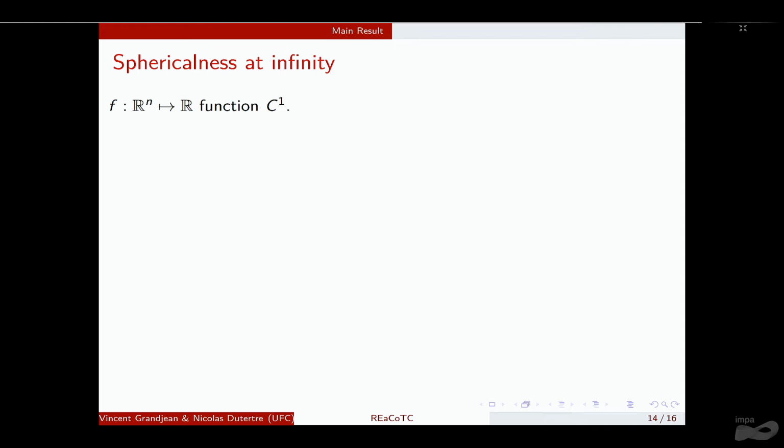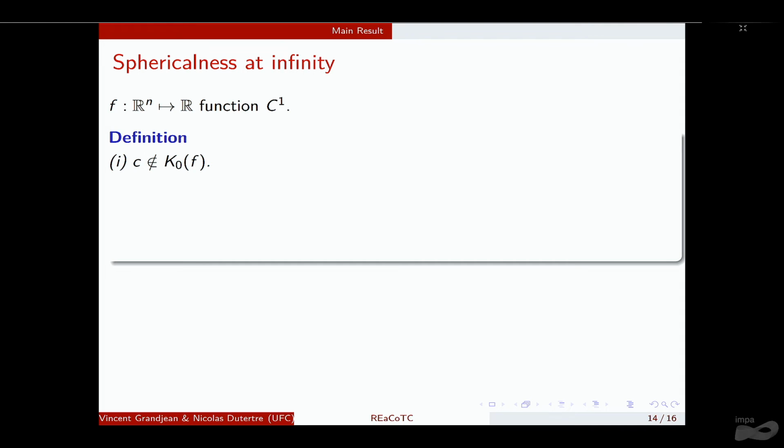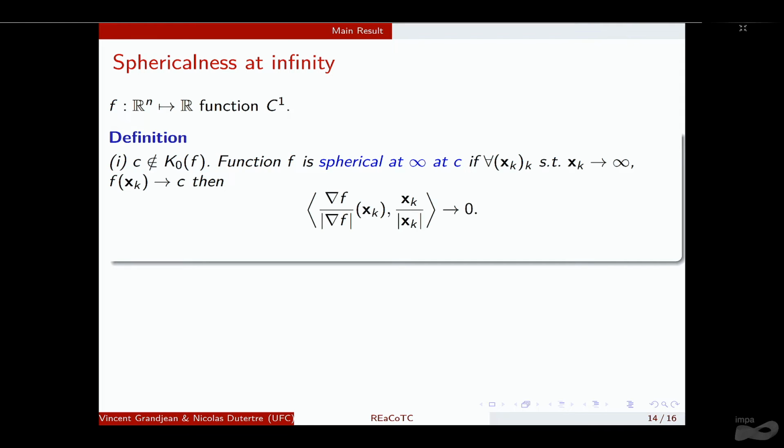So you pick a C1 function. You pick a regular value, and we will say that the function is spherical at infinity if, when I pick a sequence of points that goes to infinity, along which the function tends to the given value, then at the limit, the normalized gradient can only be spherical. Let's put it this way.